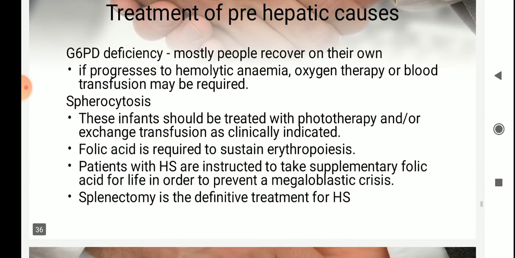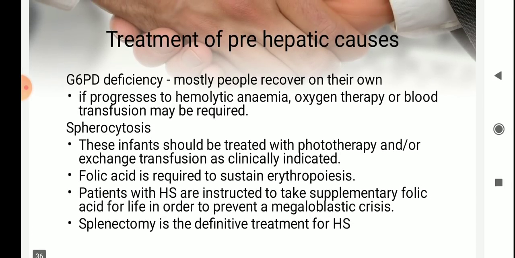Treatment of prehepatic causes. In G6PD deficiency, the underlying disease should be treated. If it's a spherocytosis case, it should be treated with phototherapy, exchange transfusion, folic acid. So all this, and even sometimes resort to splenectomy.